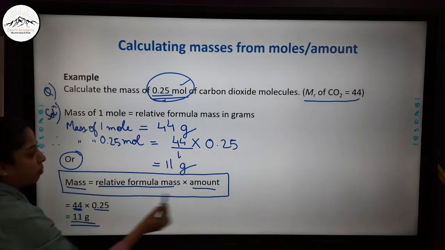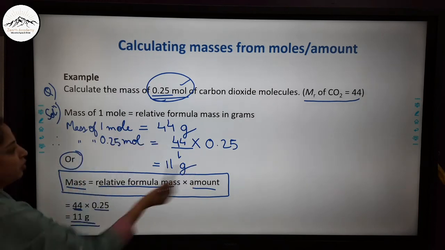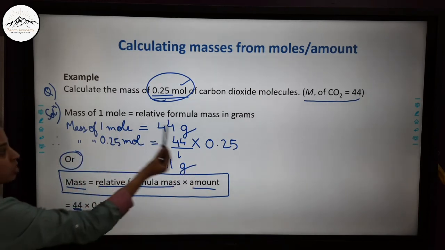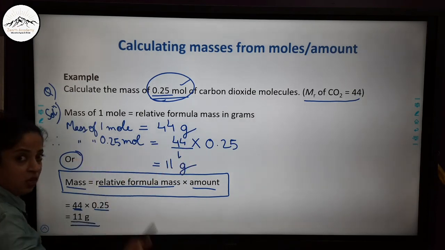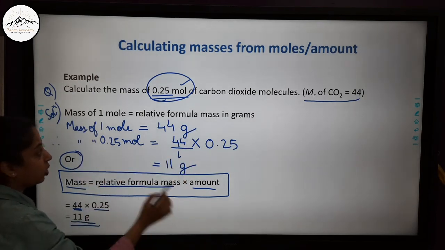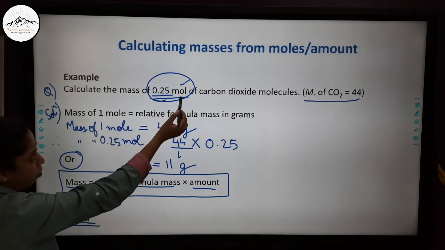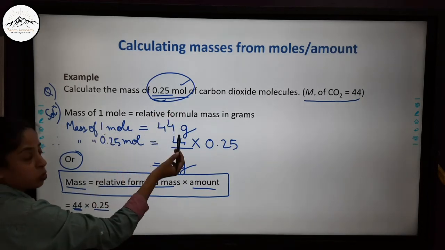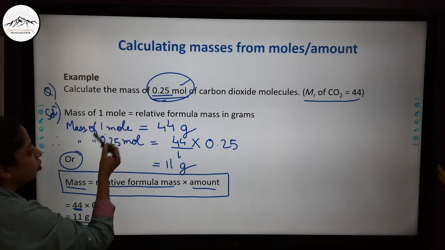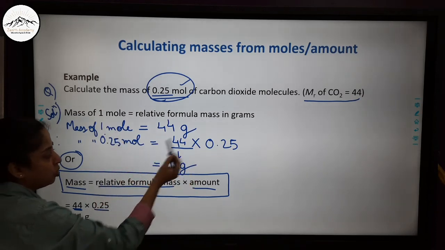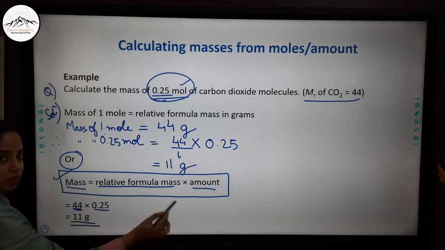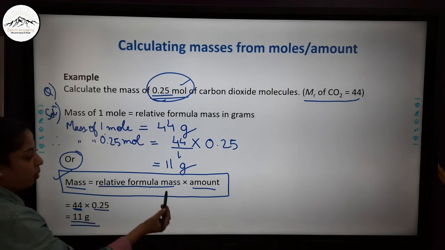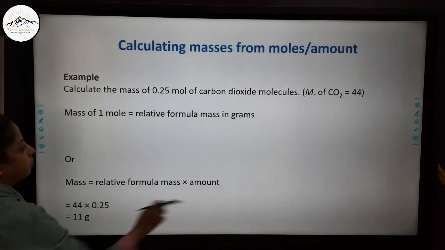In case you don't remember this formula, just use the simple unitary method, that 1 mole corresponds to 44 gram, which is known. So first sentence will write what is known. Second sentence, what is asked. What is asked? 0.25. So if 1 mole corresponds to 44 gram, what will be 0.25 mole corresponding to? So it will correspond to 11 gram. Very easy. Or just simply learn the formula, that mass is relative formula mass into amount.